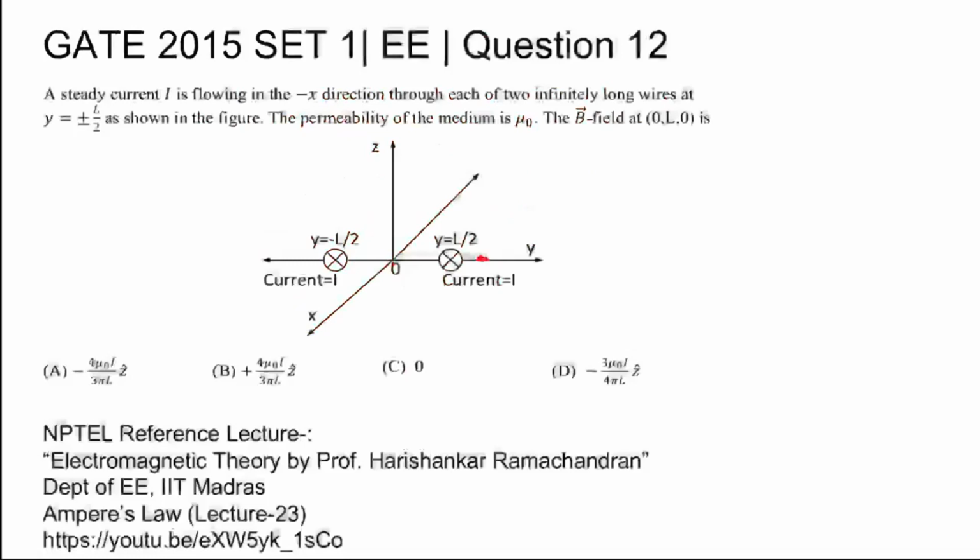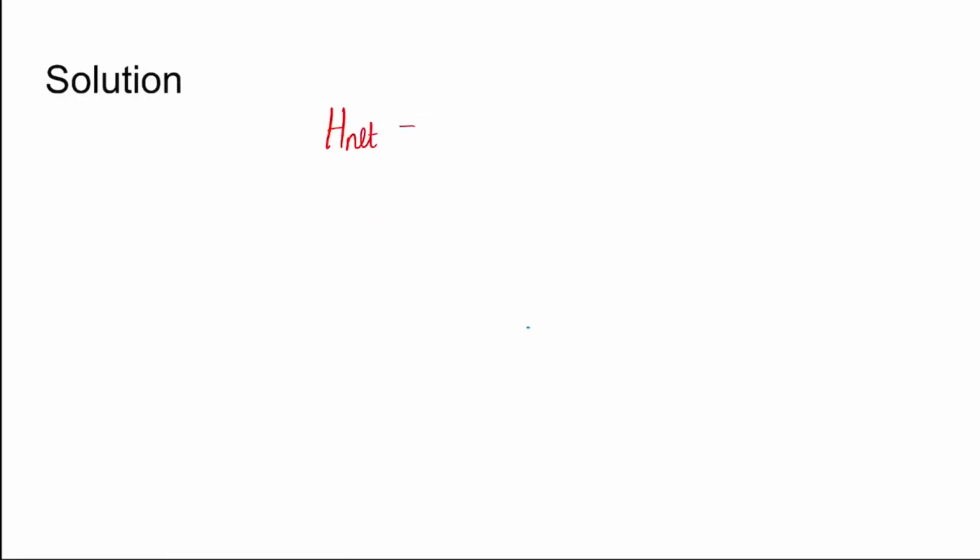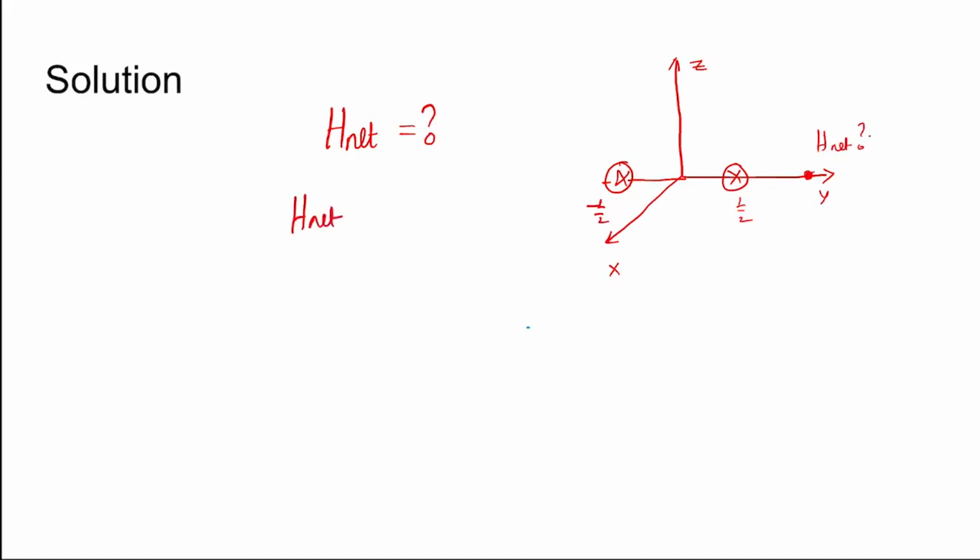Now, in order to solve this question, we need to find H net for a system like this, where this is X, this is Y, this is Z, and the two wires are placed here at minus L by 2 and plus L by 2, and here the H net is being asked. So H net is an effect of both the wires, wire 1 and wire 2. So due to 1 and due to 2, the net magnetic field intensities must be considered.